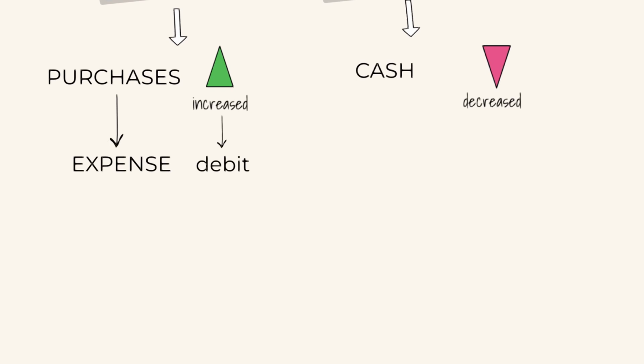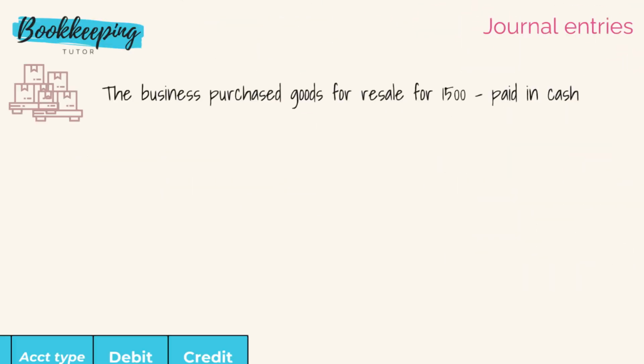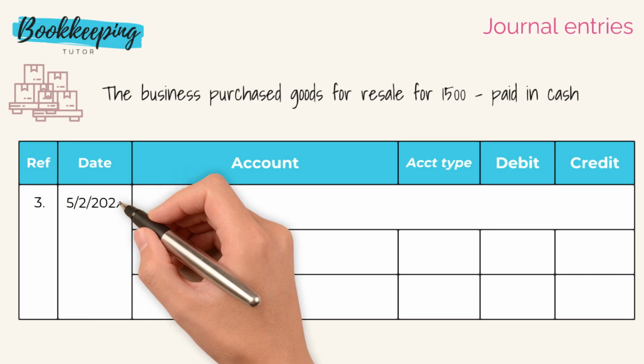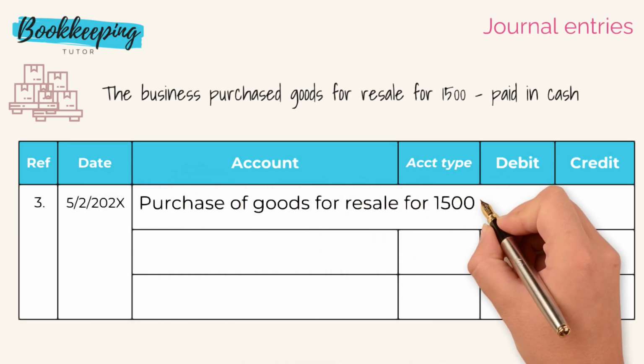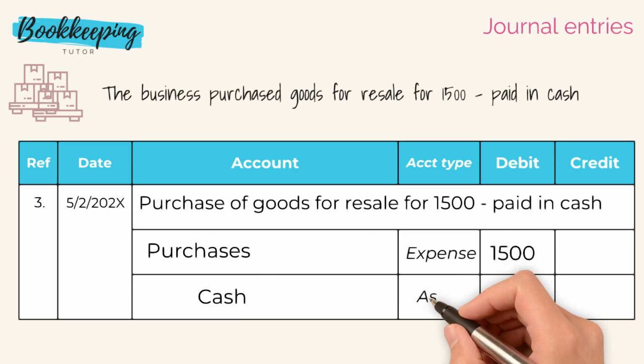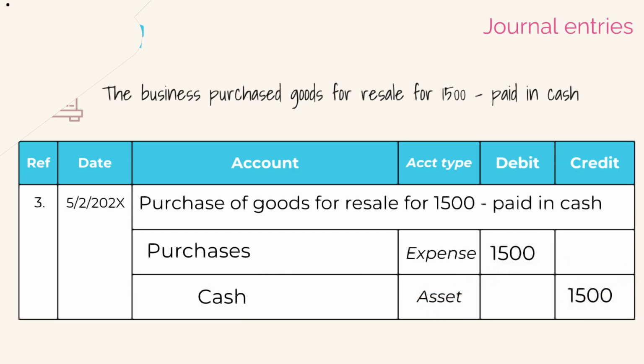The cash at the same time decreased by $1,500, and the cash is an asset account. Therefore, the decrease on an asset account is credit. Therefore, we need to credit the cash account with $1,500. So in this case, when business purchases some goods for resale for cash, it should be recorded as debit the purchases account and credit the cash account with the same amount.